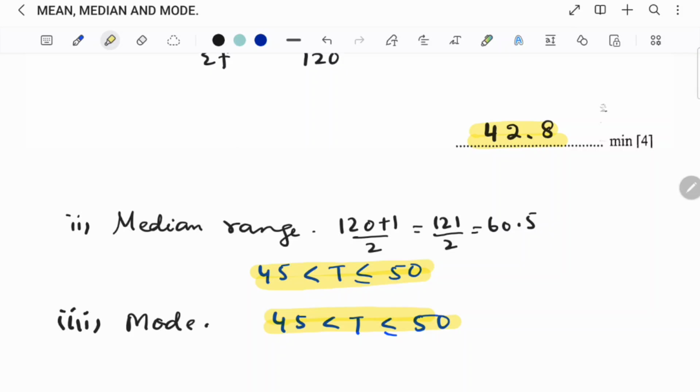Alright, so that was the mean, median and mode with past paper practice. In the next video, we'll move on to quartiles and cumulative frequency graphs, another very important topic for exams.